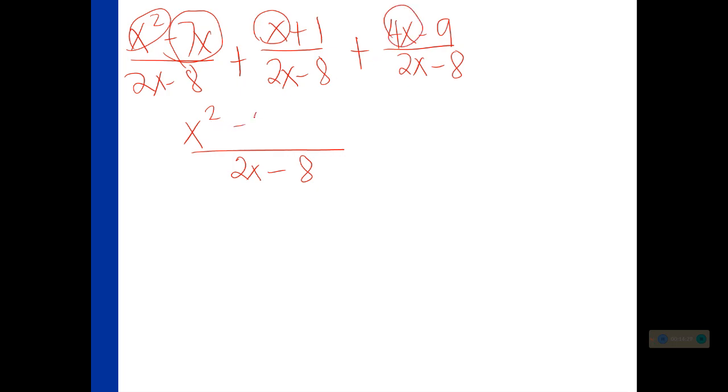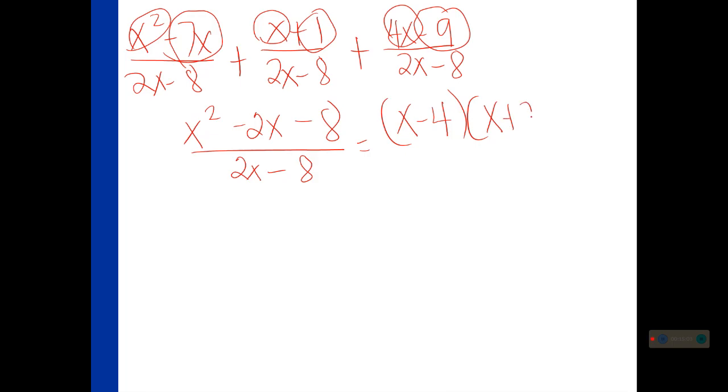We will have here negative 2x. And then we have positive 1 plus negative 9, which is negative 8. Okay. Then, as we have the sum of the numerator, we have to look if the given answer is still factorable. Yes, our numerator is still factorable. So the factors of x squared minus 2x minus 8 are x minus 4 times x plus 2.